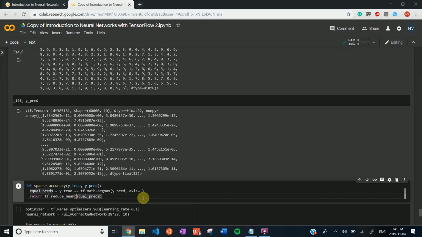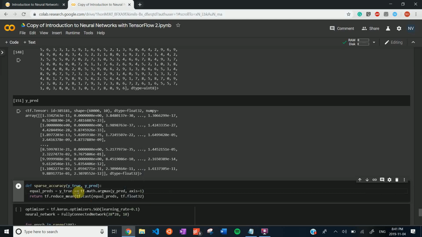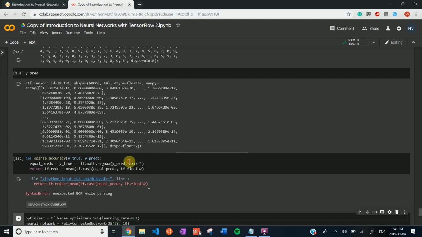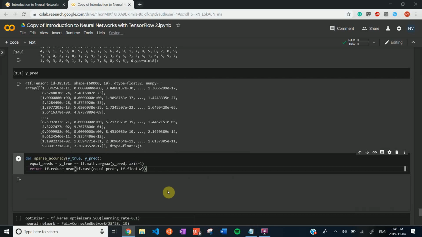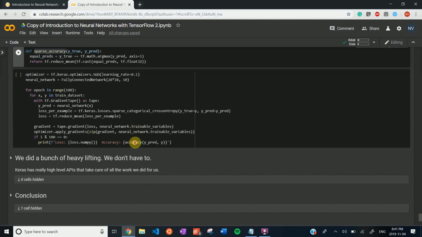Oh, we have to cast this to a float as well. Yeah, I told you it's finicky with types. So remember that this equals equals is going to give you a bunch of booleans. We actually want a number to take an average of. Any questions about this little function? It's kind of similar to what we did before, but different. Cool. And so we're just going to reuse this down here. Instead of using normal accuracy, we are going to use sparse accuracy.